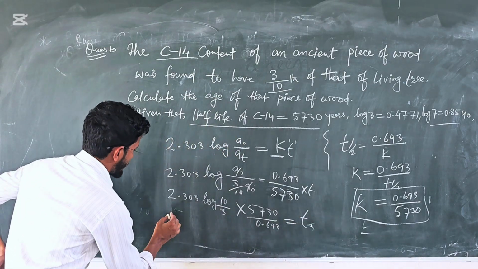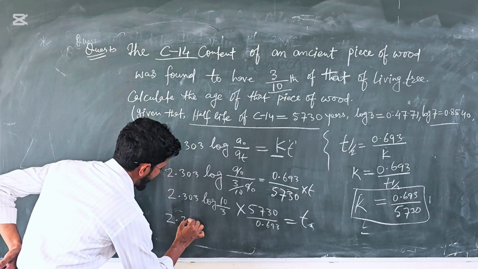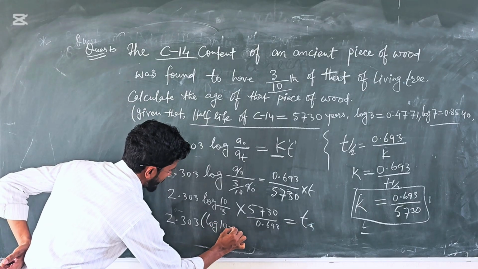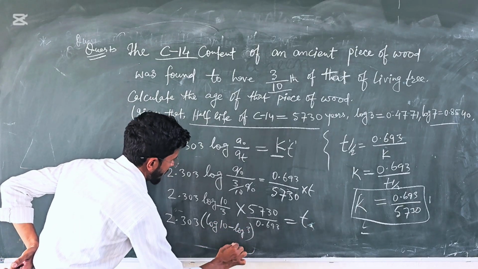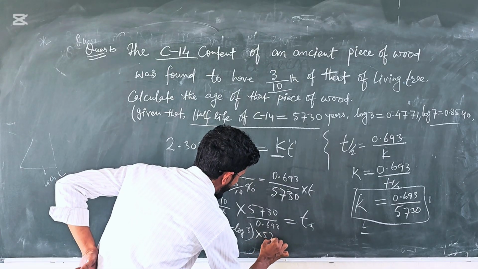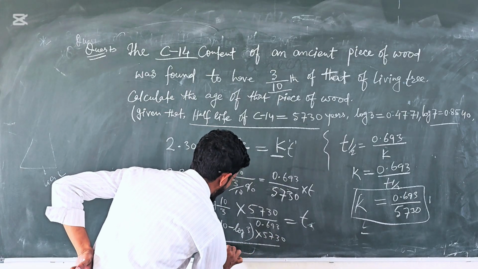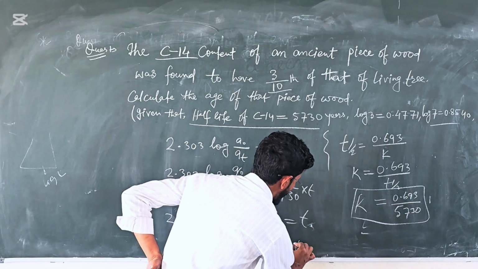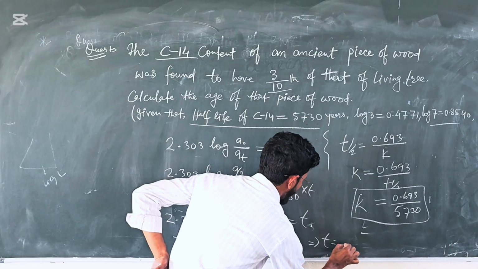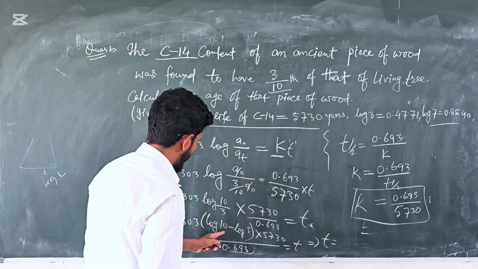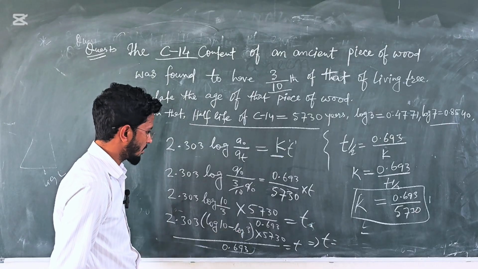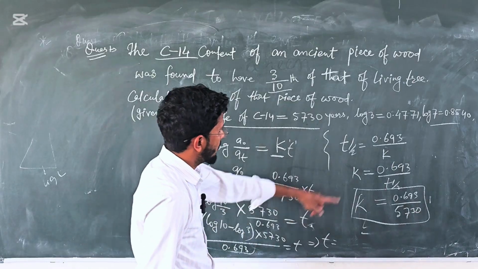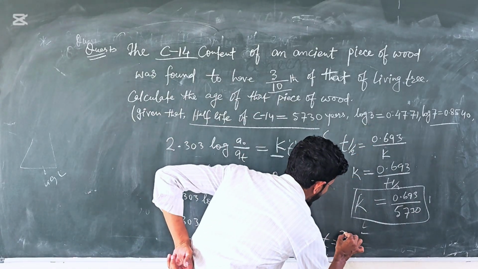Now if you find the value here, that is 2.303, and this is log 10 upon 3. Log A upon B is log A minus log B. So log 10 minus log 3, into 5730 upon 0.693 is equal to T. From here we can calculate T: if we multiply this 2.303, this becomes 1 minus log 3. Log 10 is 1 and the value of log 3 is 0.47, it is given.